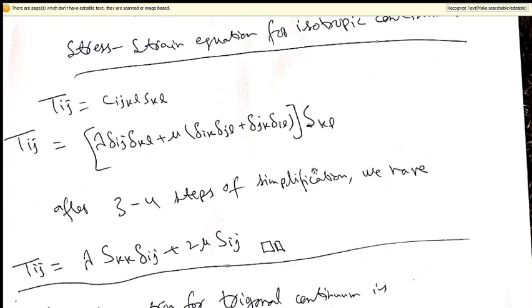Now by using your previous knowledge about summation of indices and the product of delta with any tensor, after 3 to 4 steps you will have this type of equation. This is the stress strain equation for an isotropic continuum. This is lambda Skk delta ij. What is Skk? This is basically strain S11 plus S22 plus S33, and delta ij, you know what the values of delta ij are. This is 2 mu Sij. Again, this is strain Sij.